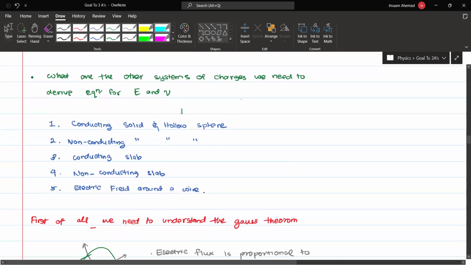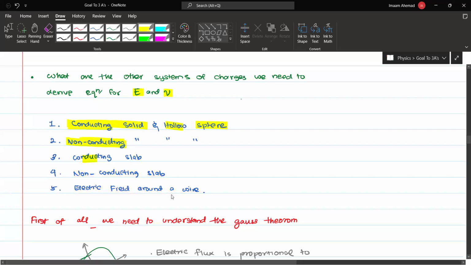So in our syllabus, what are the other systems that we discuss, for which we need to derive equations for E and V? First, conducting solid and hollow spheres. Then non-conducting solid and hollow spheres. Then we have a conducting slab, a non-conducting slab, and the electric field around a wire. Those are the systems that we will have to discuss.